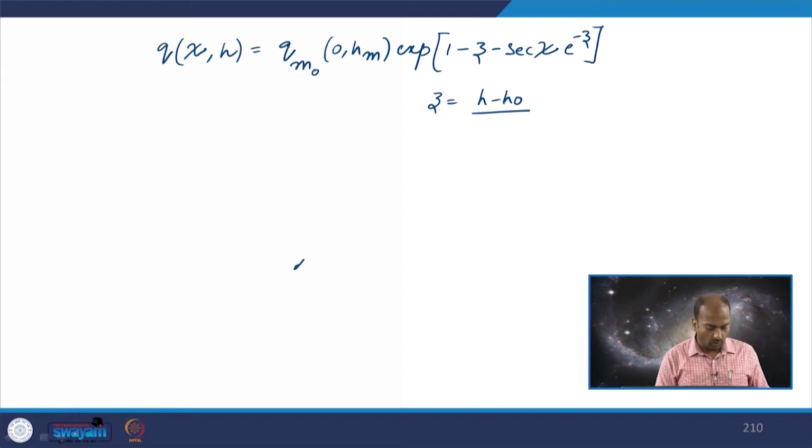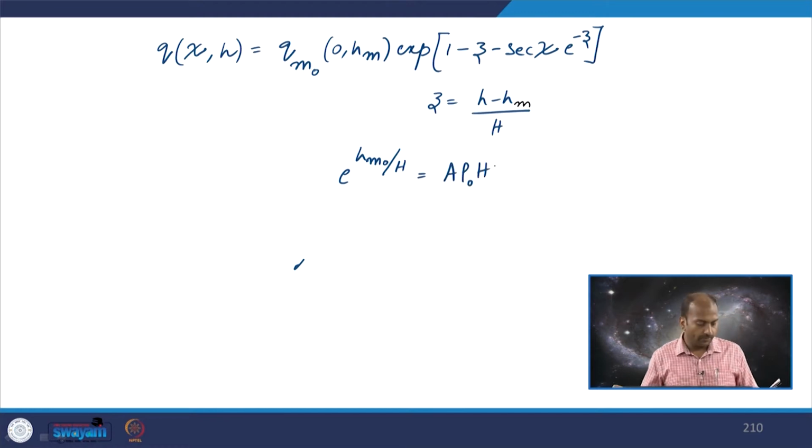Let's say h naught, or for a more generalized way, we can say hm. Hm is the peak production height, hm divided by H. Capital H is the scale height, right? So let's say we can simply say that z is h minus hm0 by capital H, where hm is the height of peak production.